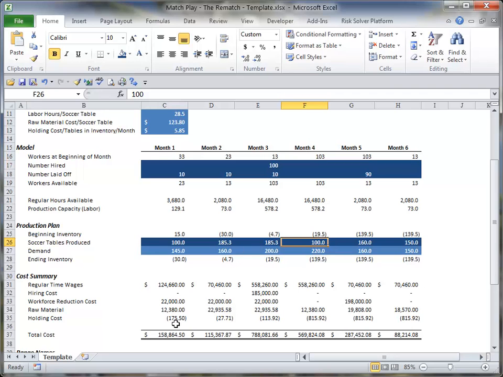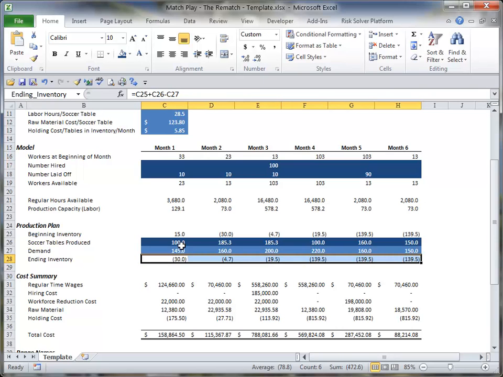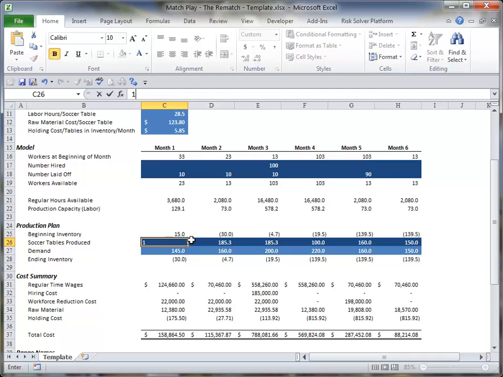Our holding costs here you can see are negative, which is true because we have negative inventory, which of course is impossible. So we've already tested this once, but let's go ahead and build, for example, 140, which would take us to 10 units. 10 times 585 would give us the 5850.